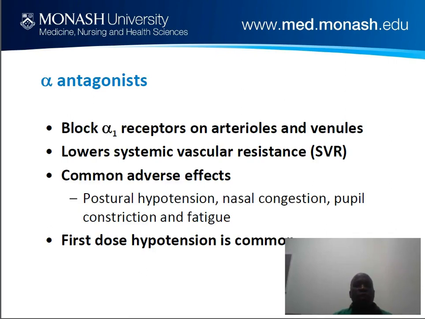Alpha antagonists basically block the alpha 1 receptors on arterioles and venules. These are small arteries and small veins. By doing so, they lower the systemic vascular resistance on these arteries and thus reduce the hypertension. There are common adverse effects when using alpha antagonists. For example, postural hypotension, meaning there's a risk of lower blood pressure.